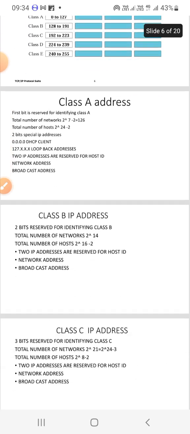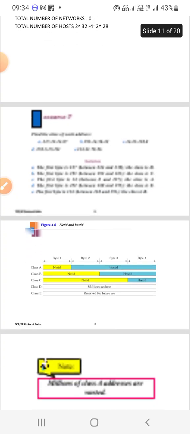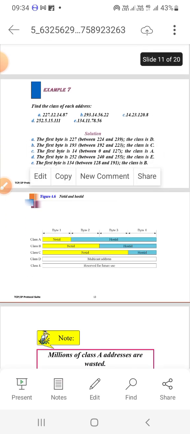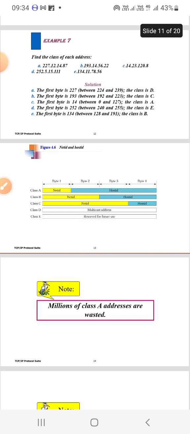Now we need to know some details about the address classes. In an IP address, a net ID and a host ID are there, in total 32 bits. Net ID means network ID. Host ID is used to identify a host in a network. Now in class A, the first byte is used for net ID. The remaining 3 bytes are used for host ID.